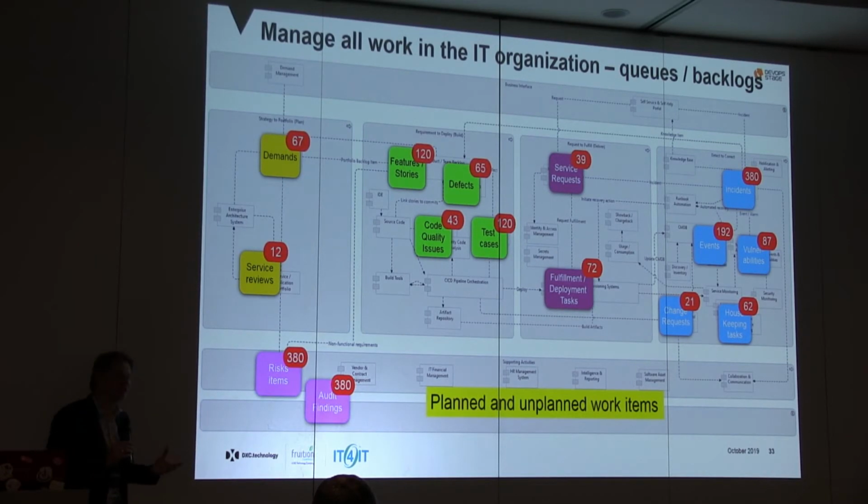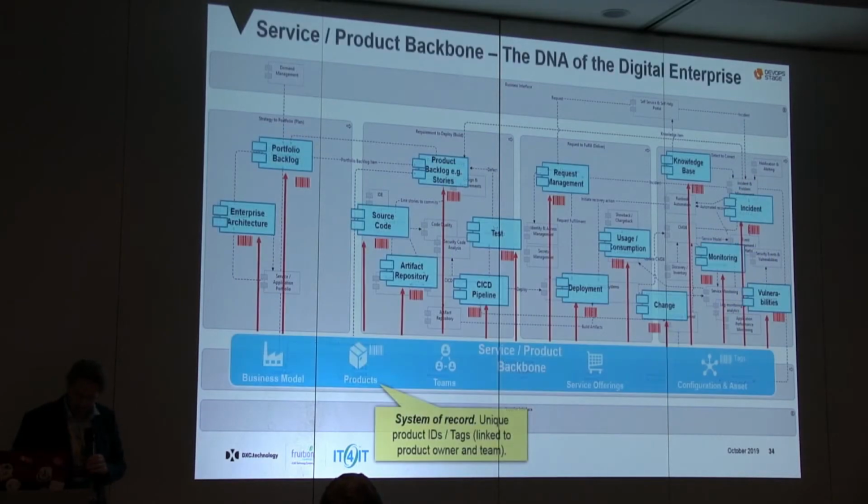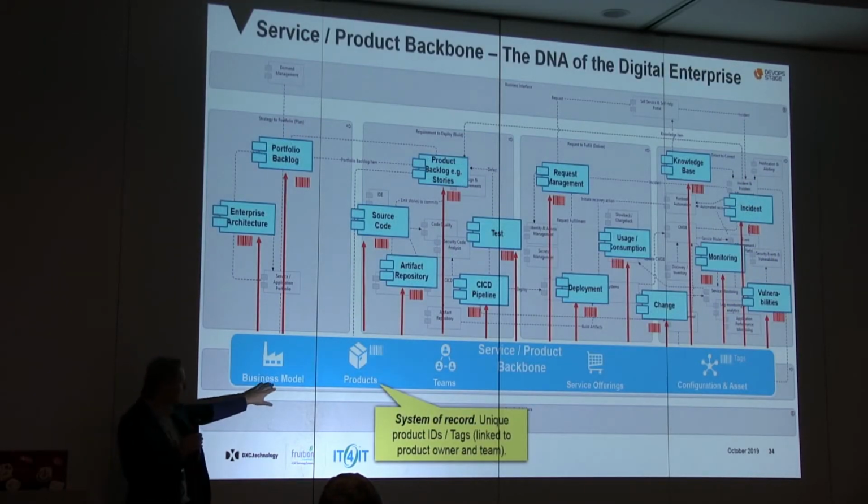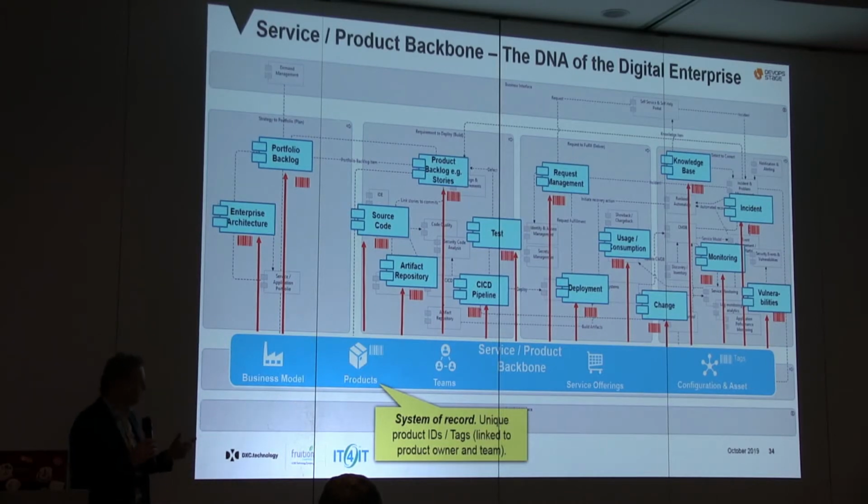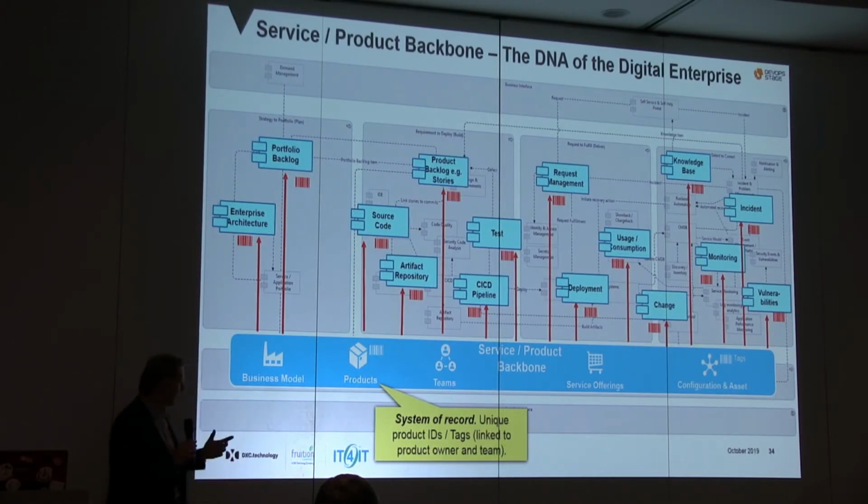And that's an exercise you need to start doing as well, and to say, what are the different types of work in my organization? How do I support that? And where is it maintained? In which system? How do you get end-to-end transparency? And as I mentioned, one of the key things there is having a good product backbone. The product backbone is one of the key things in an IT organization. What do I mean by that again?